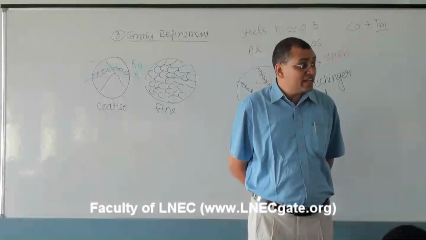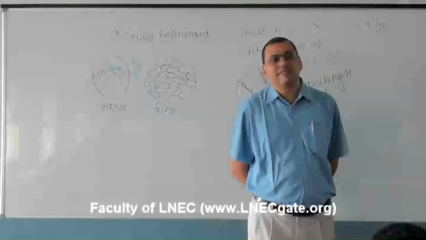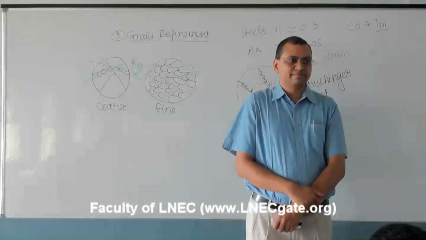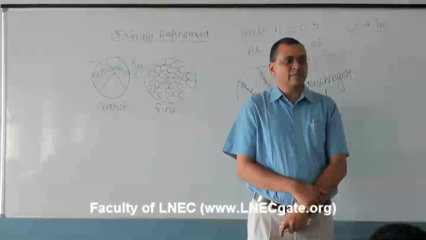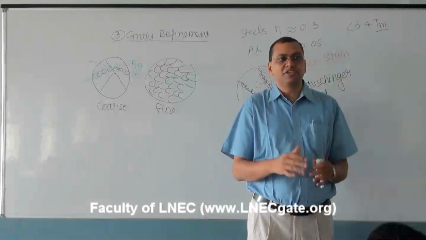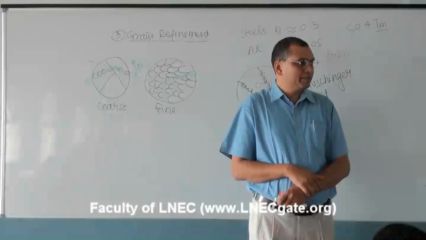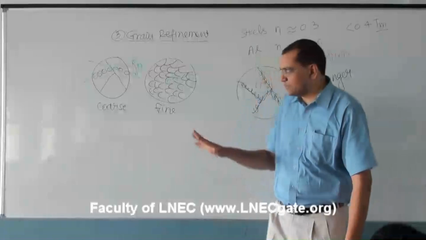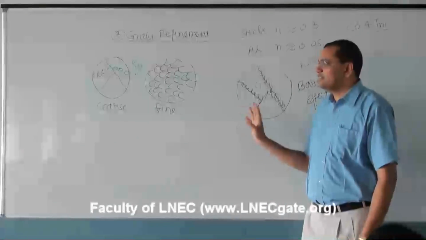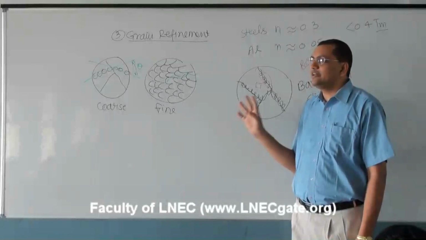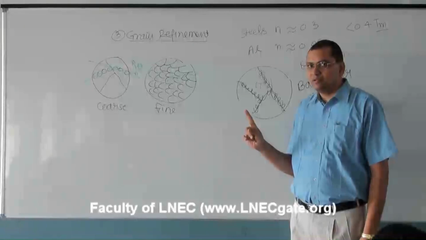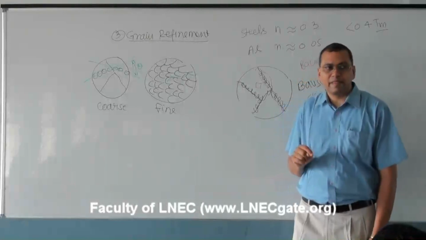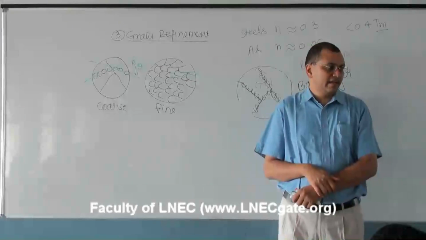But how to change the grain size, that we will learn in the TTT diagram. Based on the TTT diagram, you will come to know how we can change the coarseness and fineness of any grain structure. So, in summary, there are three different ways to increase the strength of any material: grain refinement, alloying, and work hardening.